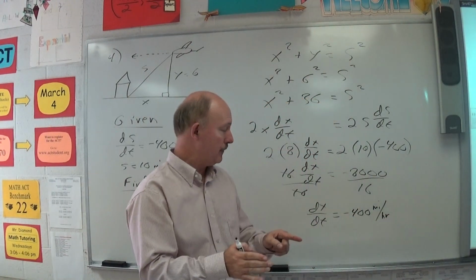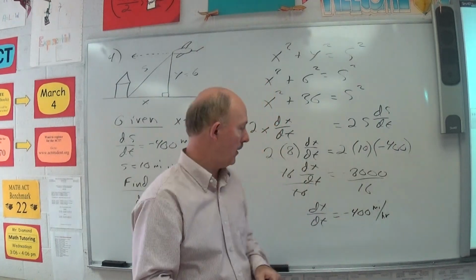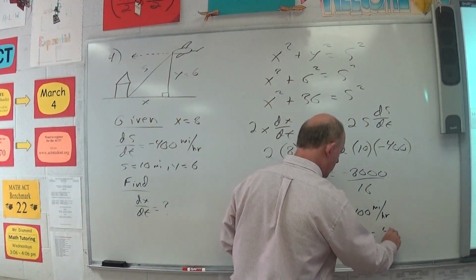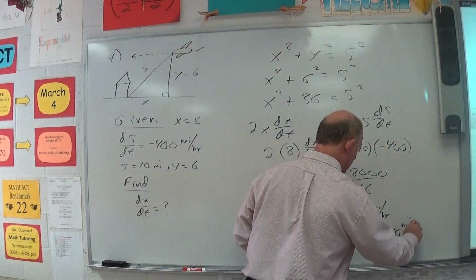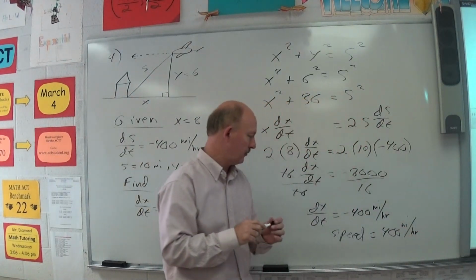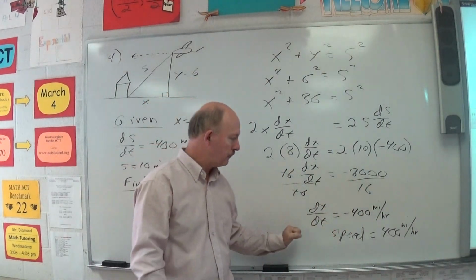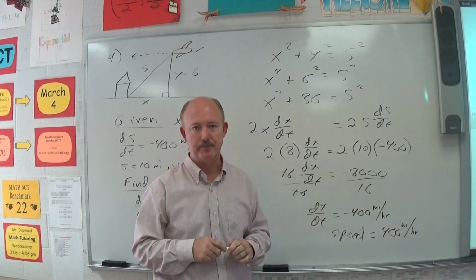Now, keep in mind, negative 400 is the velocity, right? This is the velocity. We're looking for the speed. So the speed should be equal to positive 400 miles per hour. So be careful. Remember, speed cannot be negative. Velocity can be, but speed can't. So the speed is 400 miles per hour.